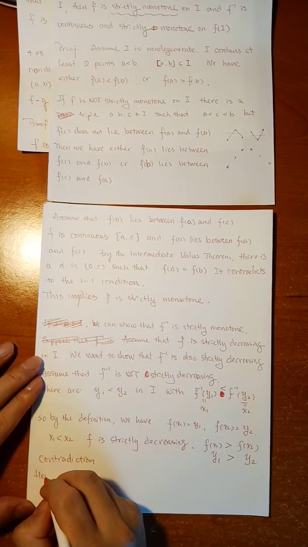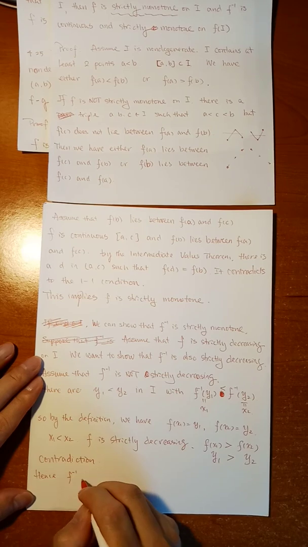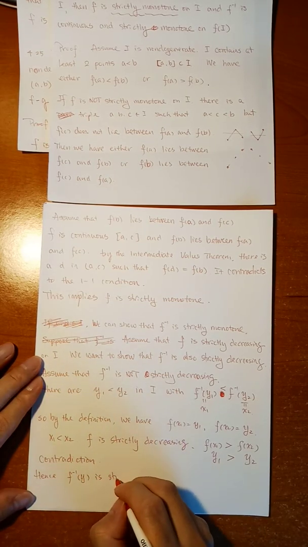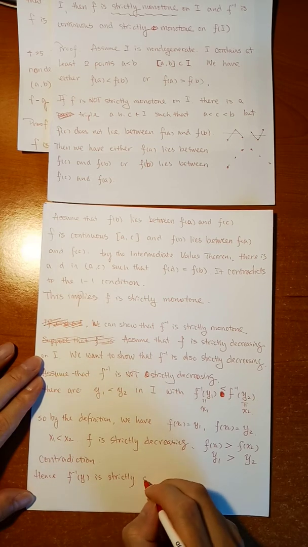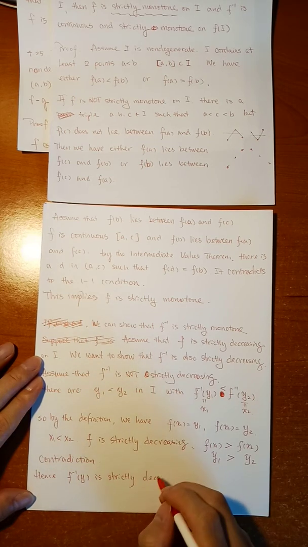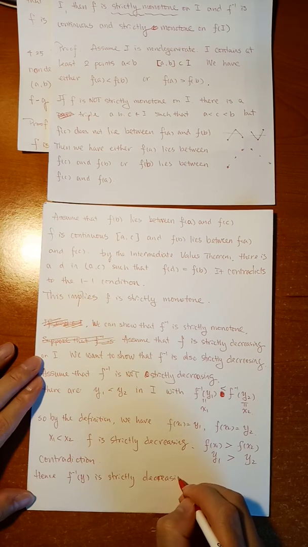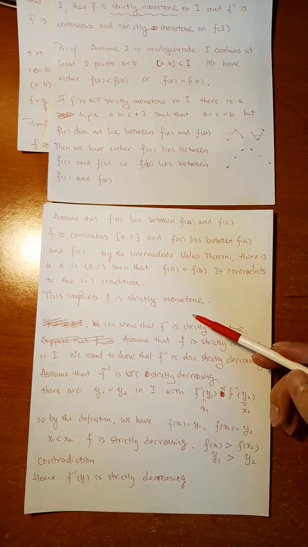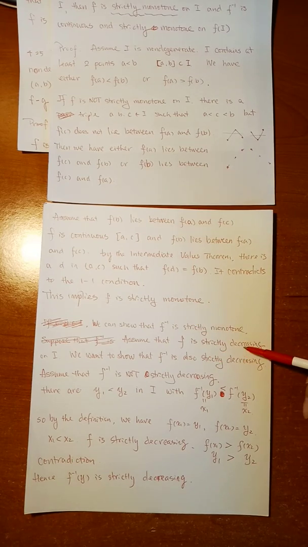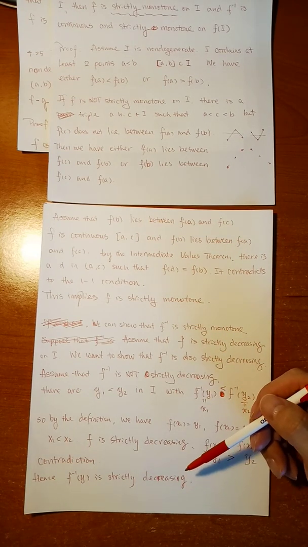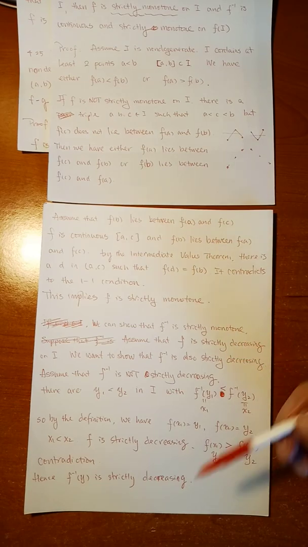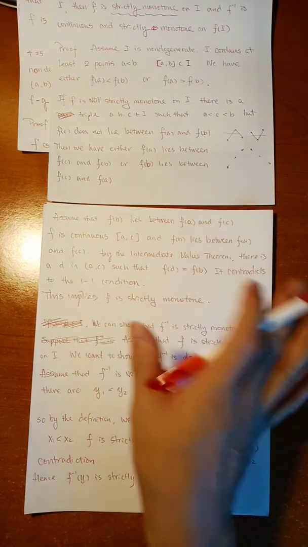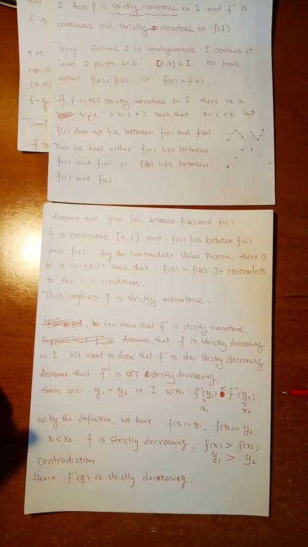Hence, F inverse of y is strictly decreasing. So if the original function F is strictly decreasing, then F inverse is strictly decreasing. If the original function is strictly increasing, F inverse is strictly increasing. This reflection does not change the monotonicity.